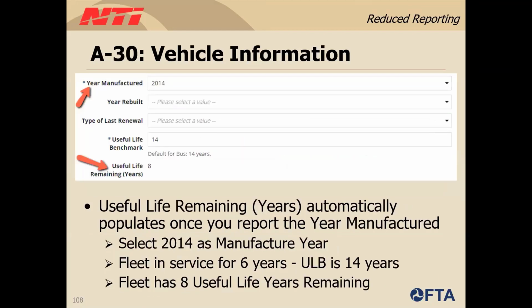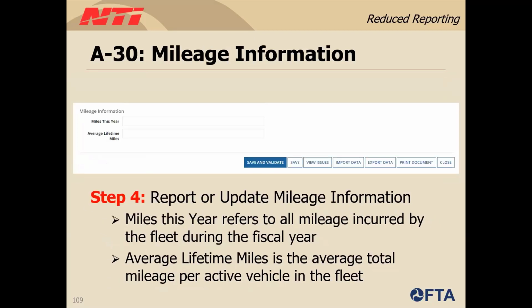Useful life remaining will automatically populate once you report the year a fleet was manufactured. Please note that useful life remaining is not an editable field. This value is calculated based on the year manufactured and the useful life benchmark fields. Lastly, you will report the mileage information. This includes miles this year, which should reflect all mileage incurred by the fleet during the fiscal year, and average lifetime miles, which is the average total mileage per active vehicle in the fleet.